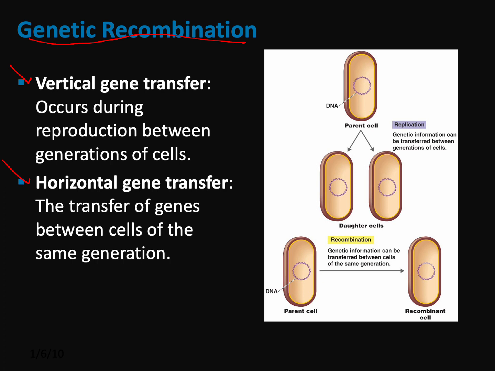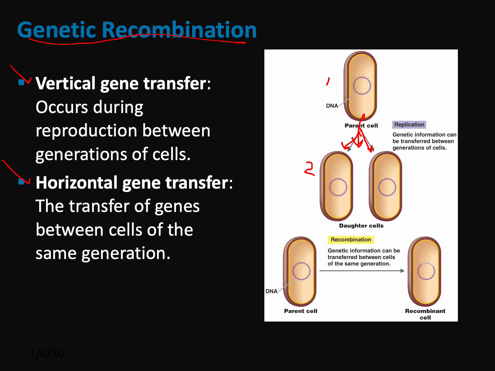And it's vertical because, in this image in particular, you can kind of think of it as vertical, up and down. So we have a parent cell that divided, it replicated to make 2 daughter cells, and that is vertical gene transfer. Genes were transferred from one generation, here's the parent generation, to the second generation down here where we have 2 daughter cells. And that's vertical gene transfer.